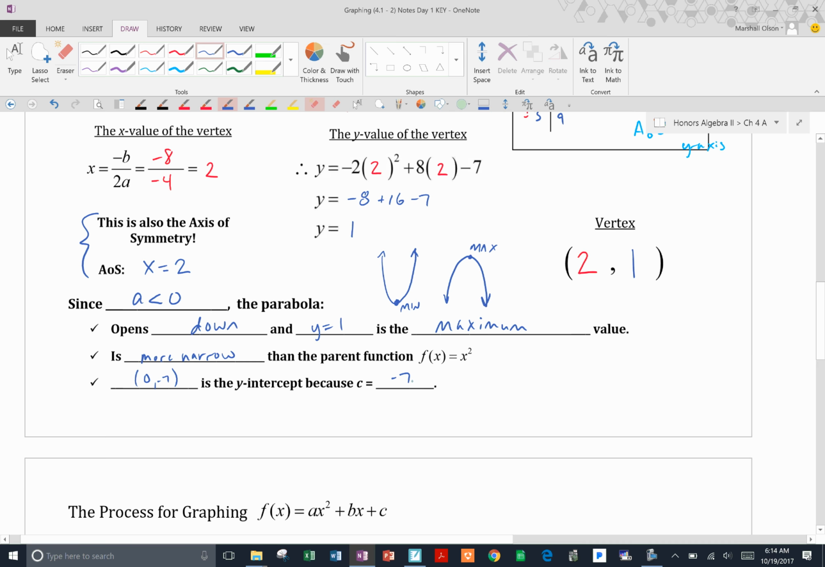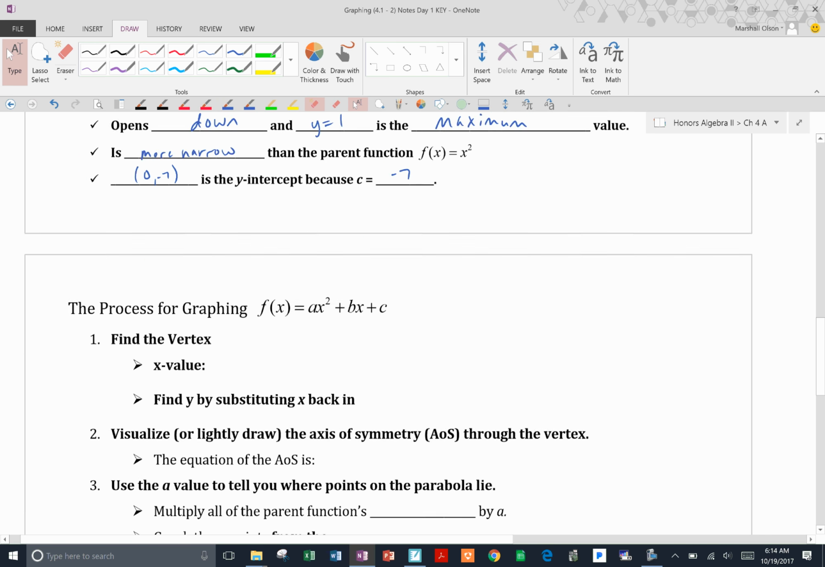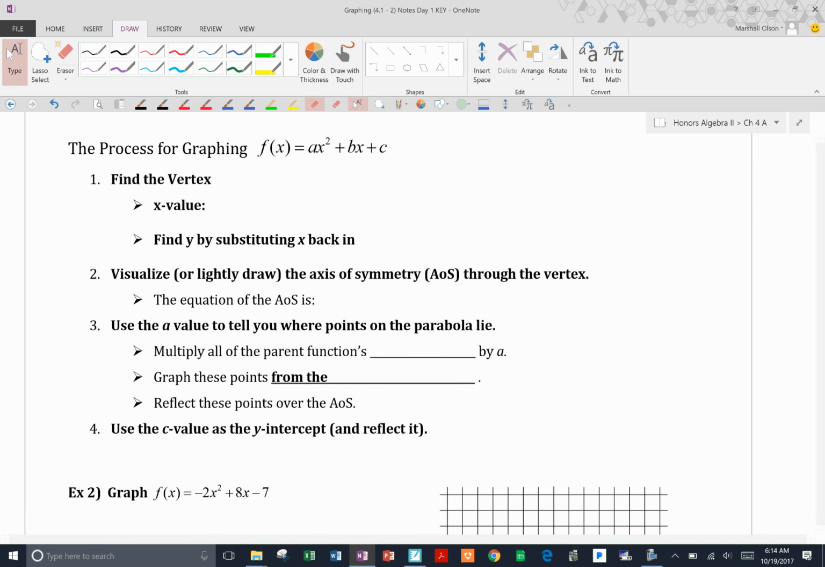So let's talk about the process then for graphing. The first thing you would do is find the vertex. So this is something that we just practiced. Find the vertex using x equals negative b over 2a. Then you find y by substituting x back in. So we've already written this before, but you're finding f of negative b over 2a. The equation of the axis of symmetry is x equals negative b over 2a, just like it was for the x value of the vertex.